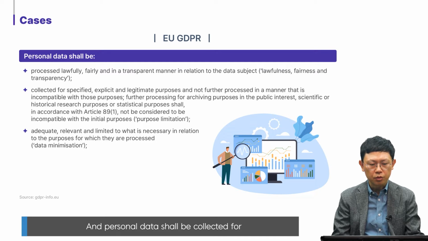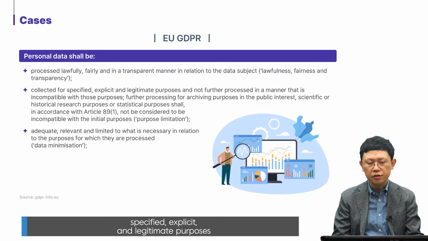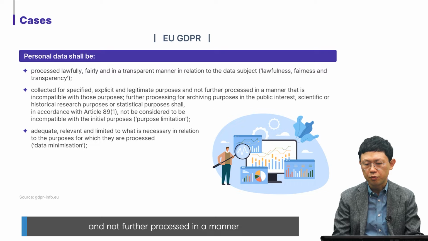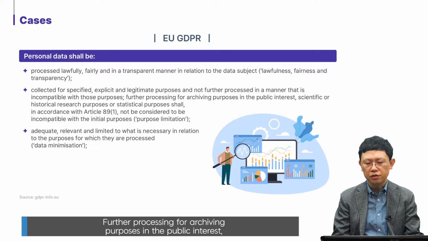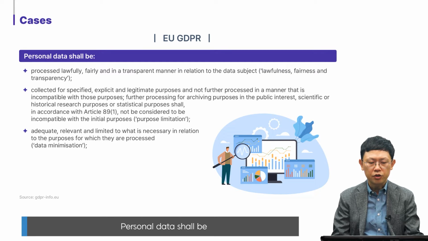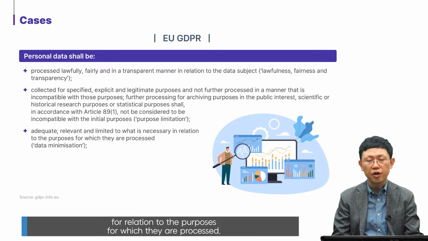Personal data shall be collected for specified, explicit, and legitimate purposes and not further processed in a manner that is incompatible with those purposes. Further processing for archiving purposes in the public interest, scientific or historical research purposes, or statistical purposes shall, in accordance with Article 89(1), not be considered to be incompatible with the initial purpose. Personal data shall be adequate, relevant, and limited to what is necessary in relation to the purposes for which they are processed.